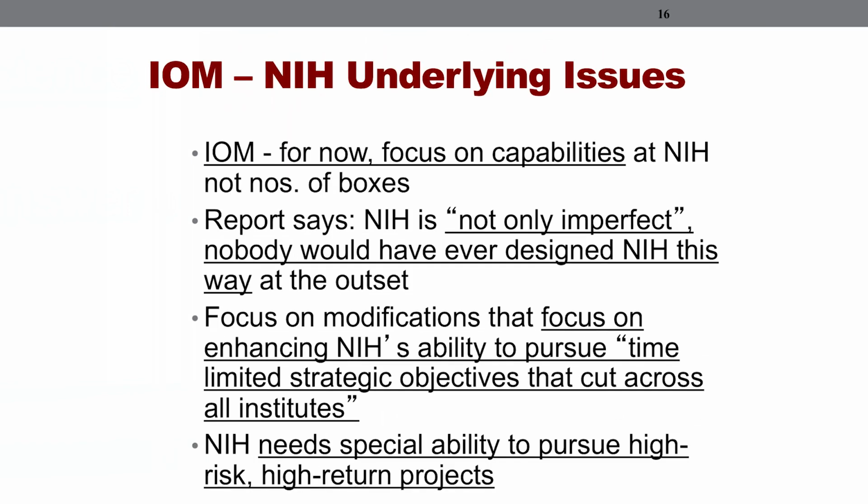The Institute of Medicine and now the Academy of Medicine urged in this report that NIH focus on its capabilities, and it needed to do so because it concluded that NIH is not only imperfect, but nobody would have ever designed NIH this way at the outset. And in fact, Elias Zerhouni once told me in a meeting, and others, if only we had thought through the organizational model before we doubled, right? So we doubled first, and then there was a mad scramble to grab the money from the existing institutes. If only they had thought about the organizational model up front.